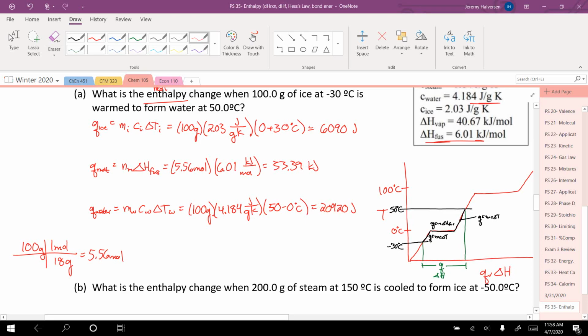We found the heat for the 3 steps, we just need to add them up. If we want to add them up, they need to be in the same units though. So I'm just going to change to kilojoules. You can change it to joules, doesn't matter. So the total Q, or total delta H, right, same things, is going to be 6.090 plus 33.39 plus 20.92. And I get total delta H of 60.4 kilojoules.